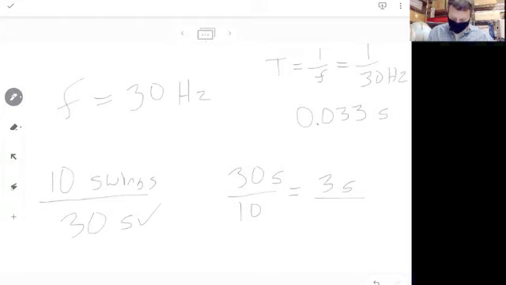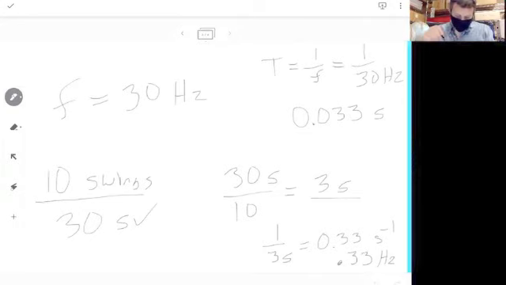If they do 10 swings in 30 seconds, what is their frequency? Well, we would say, okay, we know the period's 3 seconds, so 1 divided by 3 seconds, I get 0.333 inverse seconds, or 0.33 hertz. Most people have an easier time working with period than frequency. So if you're trying to find frequency, you might want to calculate period first. That might make a little more sense.